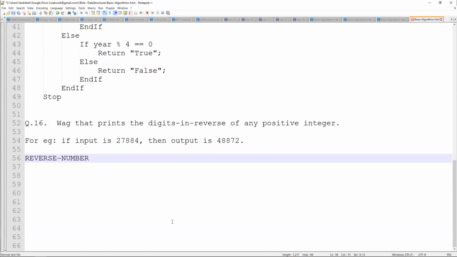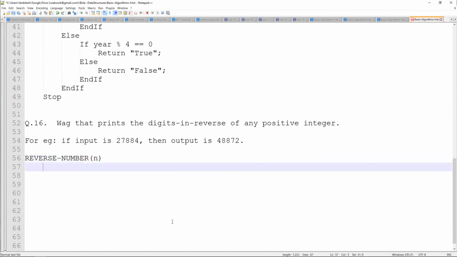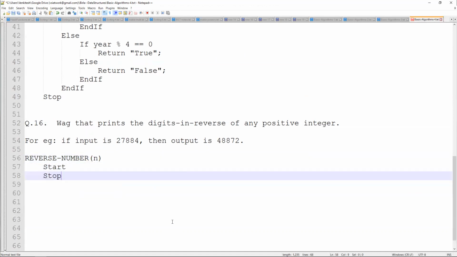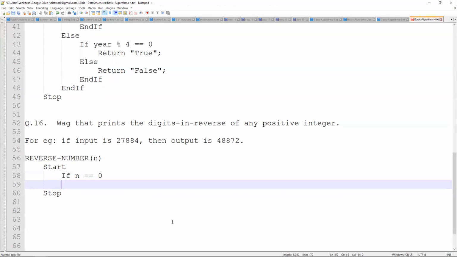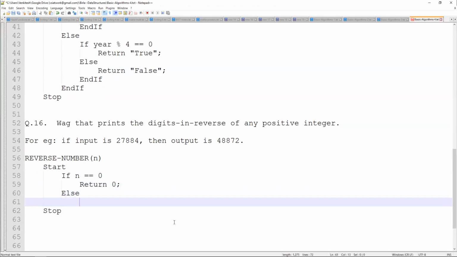So let me write reverse number. The number is n. First special case, if the number is 0, then you just don't do anything. So if n equal to 0, error. Well, not error really. The reverse is just itself. So just return 0. Else, this is where we start. So what do you do? How do you extract the digits?